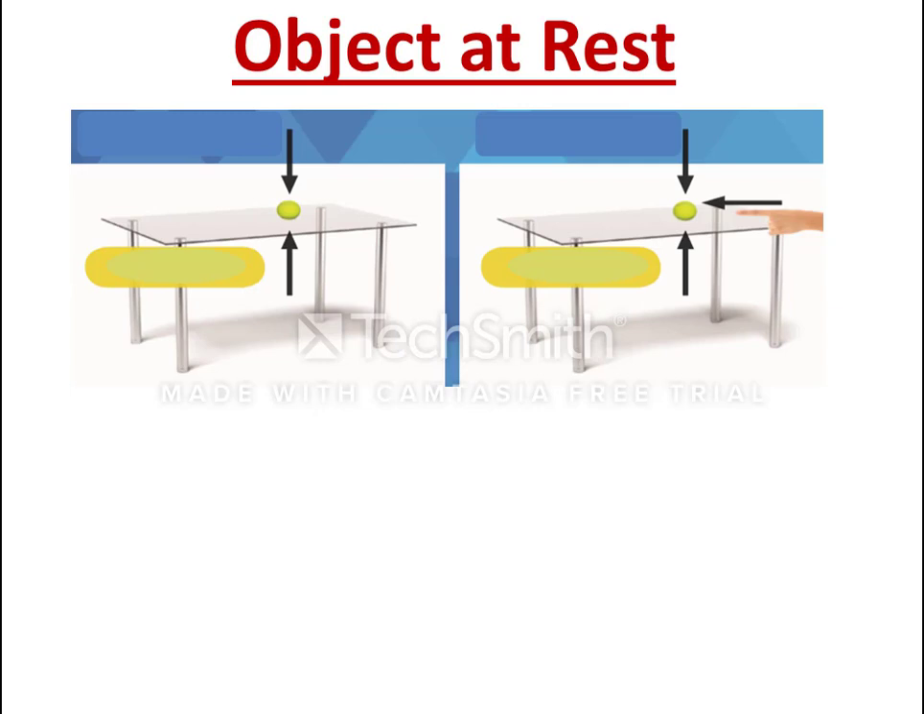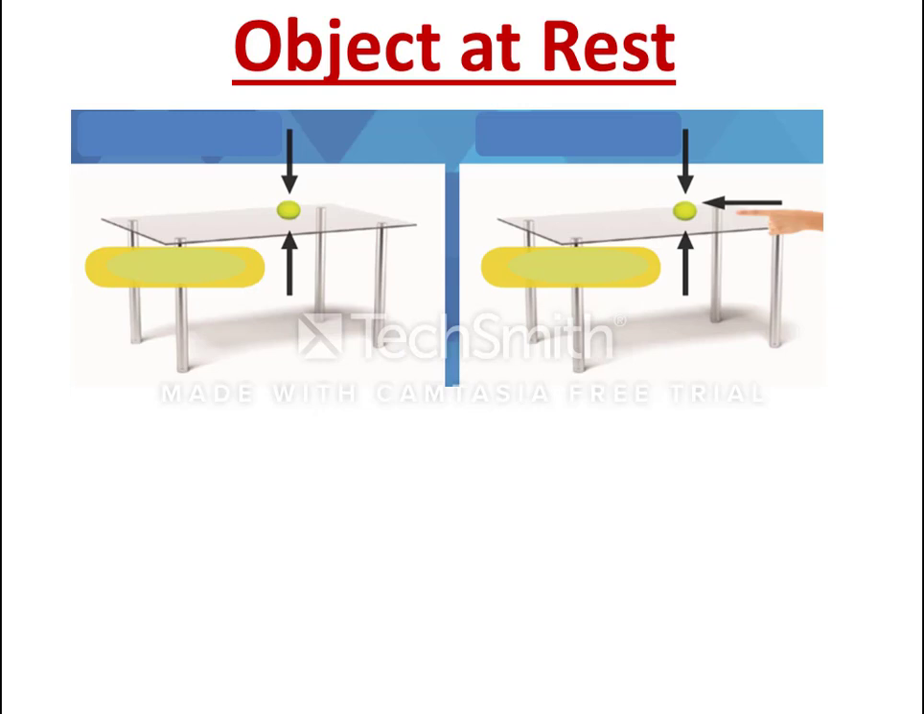Now, I need to explain something when I tell you that this object is at rest. What does it mean? Obviously, that it's not moving. As you can see in your left picture, we have a ball on a table. Is it moving? No, it's not. But does it mean that there are no forces acting on it? No, yes, there is. Actually, two forces, as you can see in the arrows. One arrow is going down and one arrow is going up.